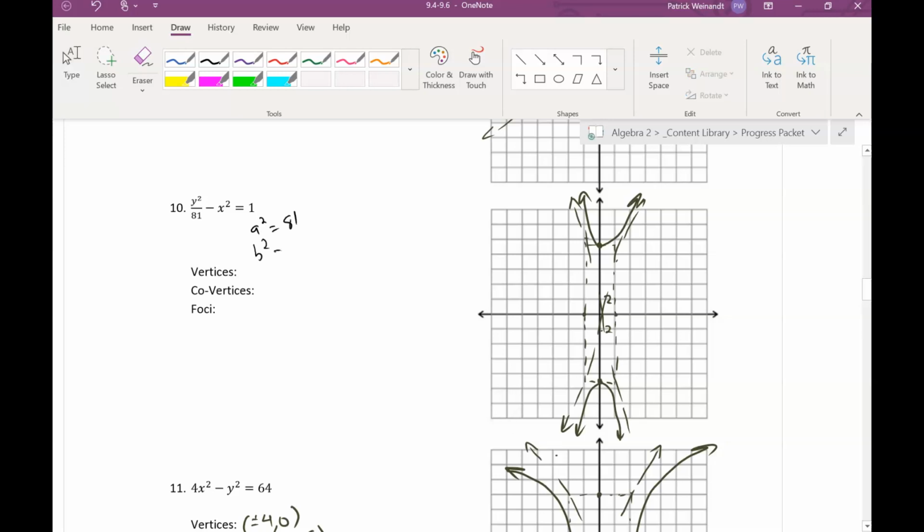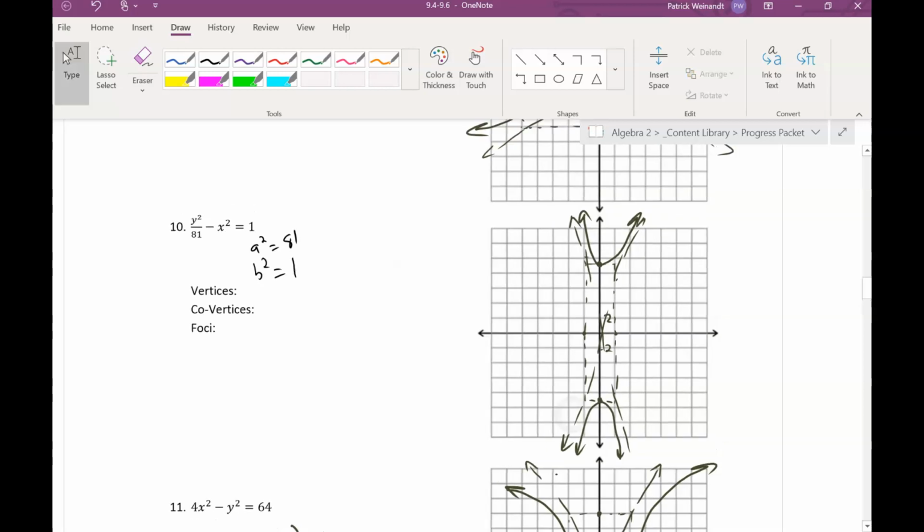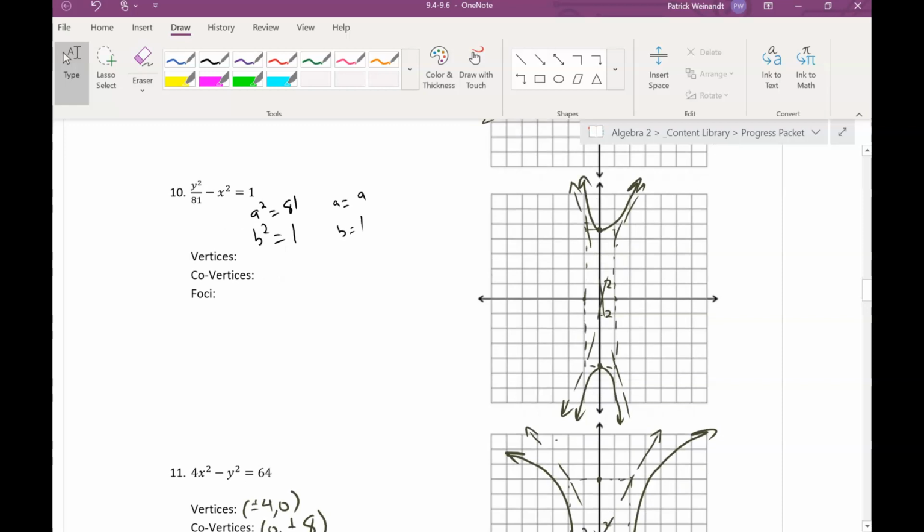We know b squared, you don't really see anything in the denominator, which implies that it's 1, so b squared equals 1. So we know a is going to be 9, b is going to be still 1, if we needed that information. Now, we want to identify our foci, so we can't just stop with this information and call it good. We need to find our foci.